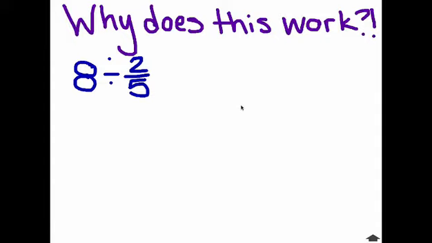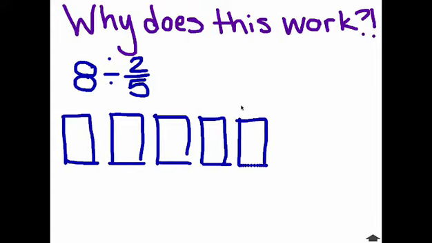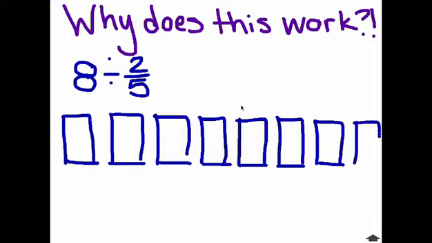I'm going to draw my 8 containers and break each of them into 5 pieces. Once again, I want 5 pieces because 5 is my denominator right now. 1, 2, 3, 4, 5, 6, 7, 8. So each of these 8 containers we want broken up into 5 pieces. And remember, we are trying to get pieces as equal as possible.